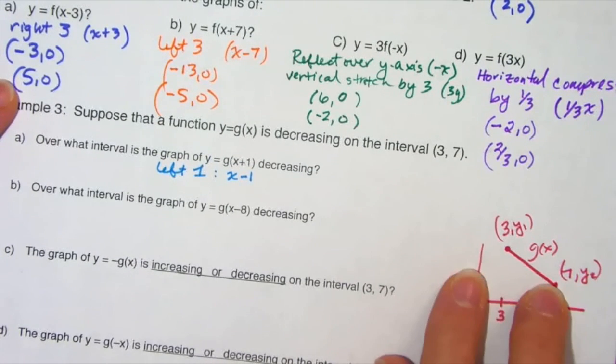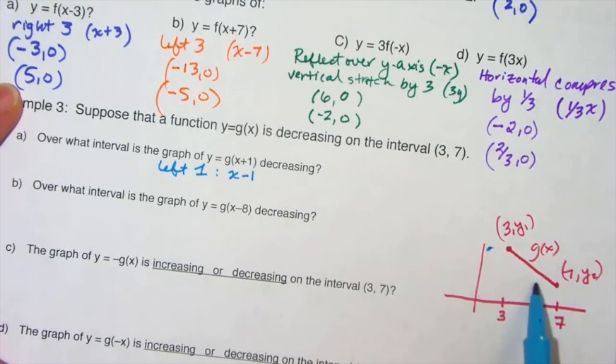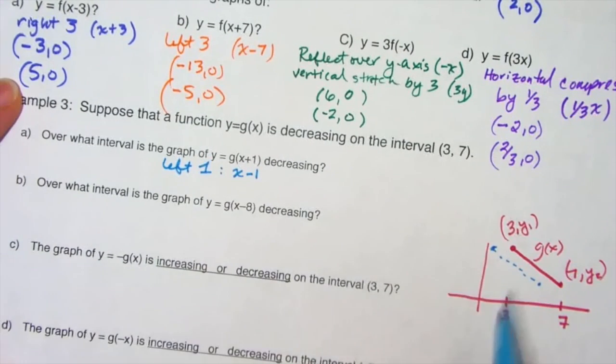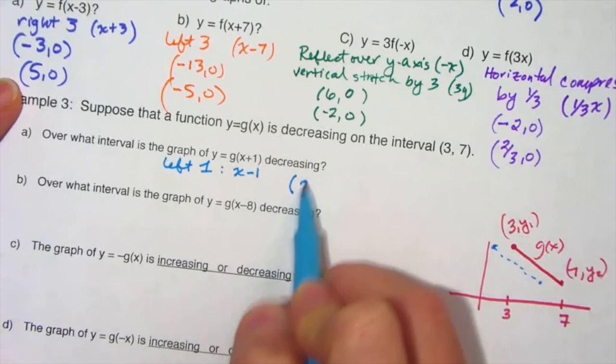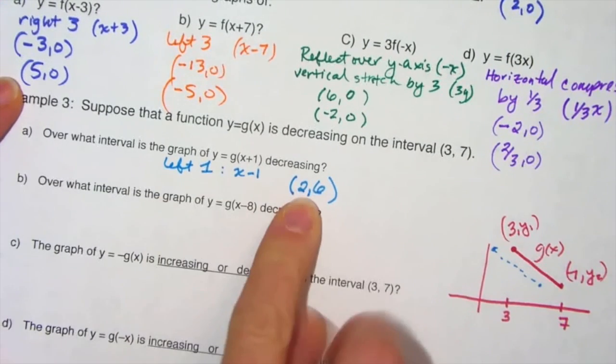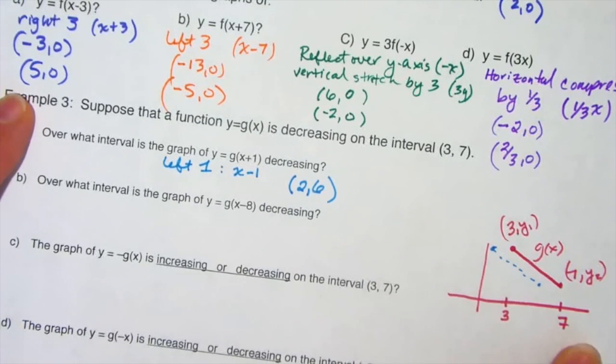So now where is my function decreasing? It would go from here to here. I'm just moving this left. Horrible dotted line, but you guys get the point. This would be from 2 to 6 instead because I moved it left 1. So the whole function would now be decreasing from 2 to 6 instead of from 3 to 7.